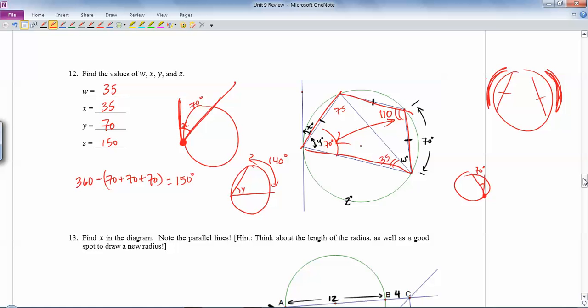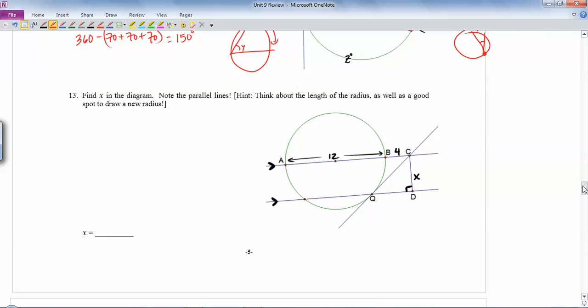Okay, let's take a look at number 13. So 13, I'll just tell you right now, is a tricky problem. So one thing to note, we've got parallel lines over here. The goal is to get x, the distance between those parallel lines. And this QC is a tangent line. This is supposed to be the center of the circle, so the radius is 6. Now it says, think about a good spot to draw a new radius.